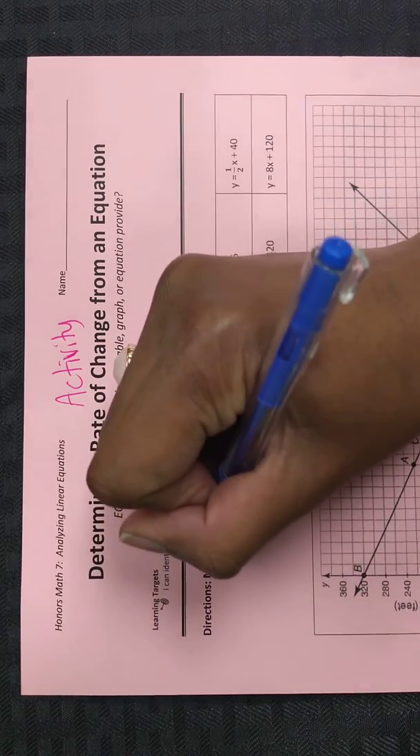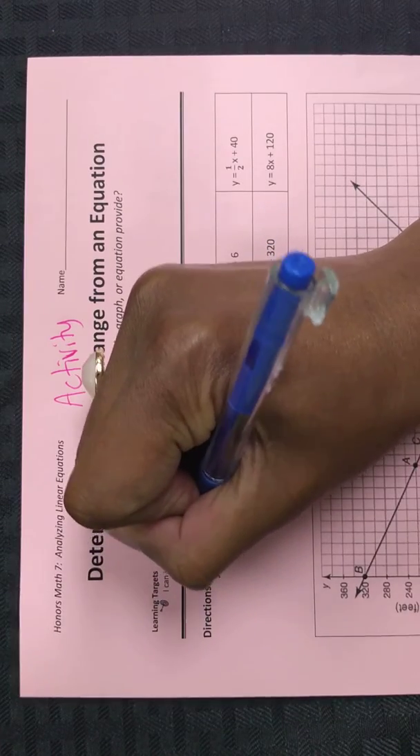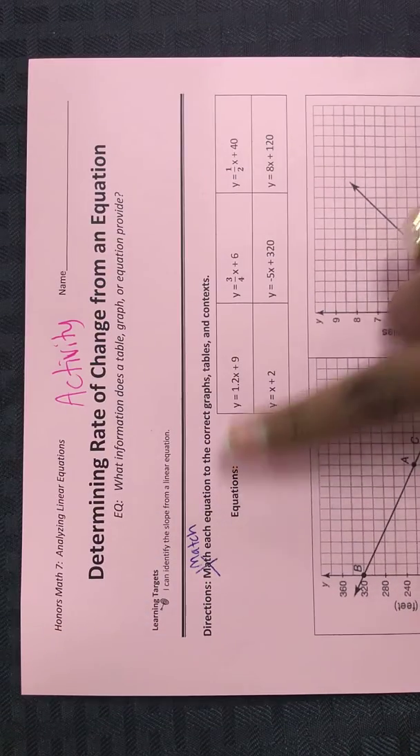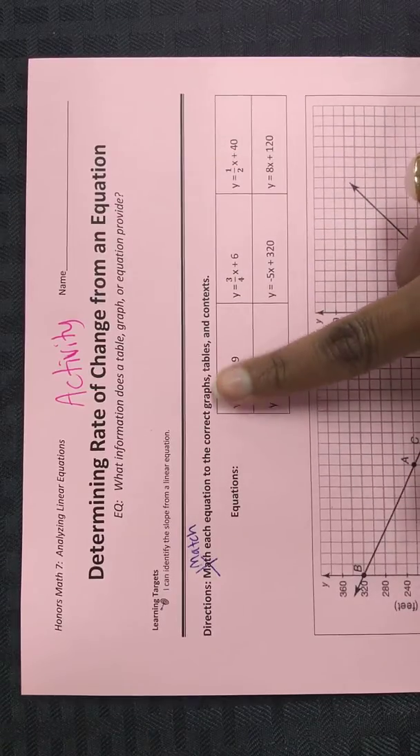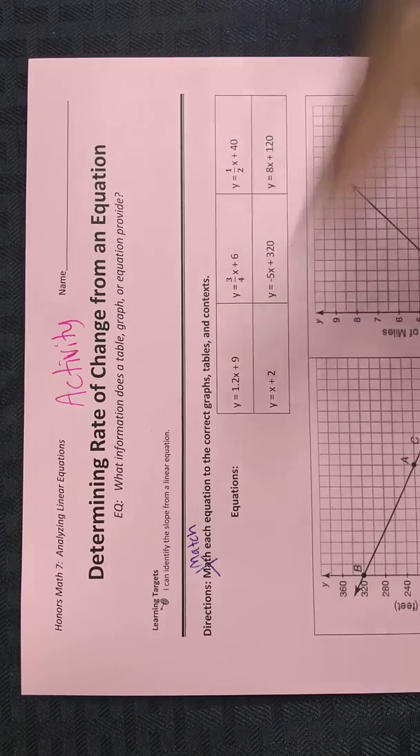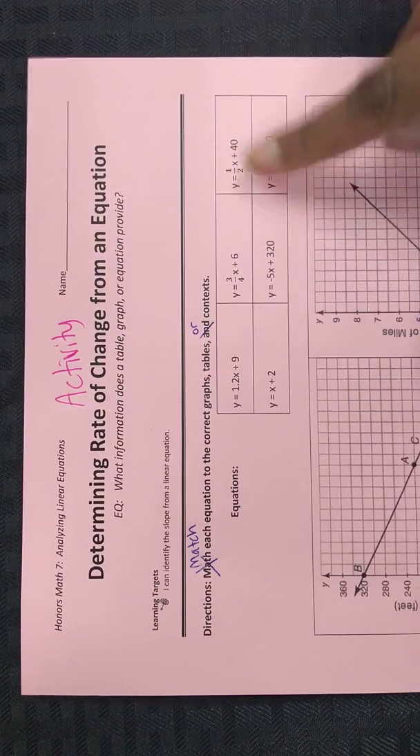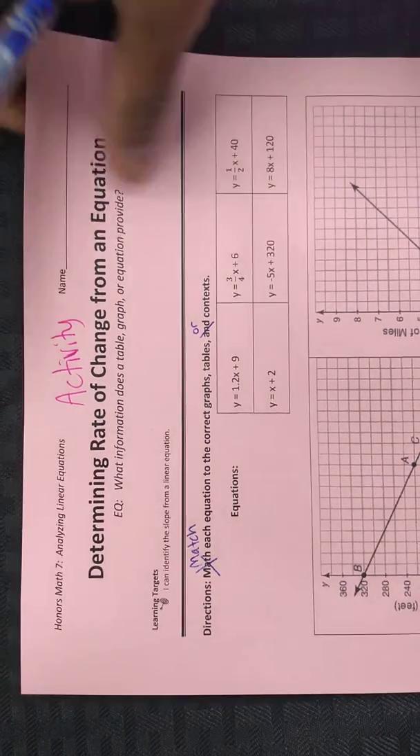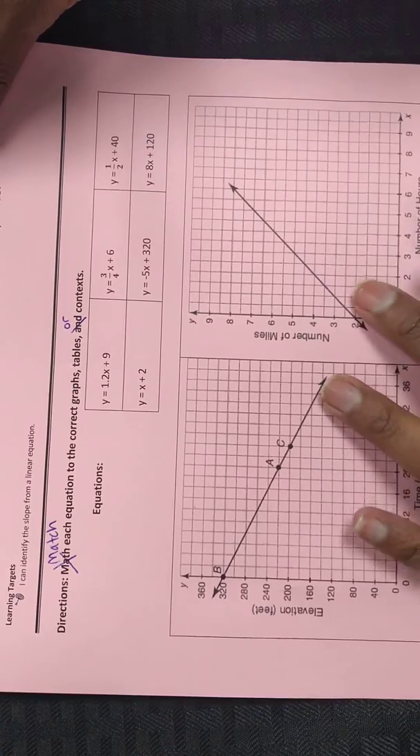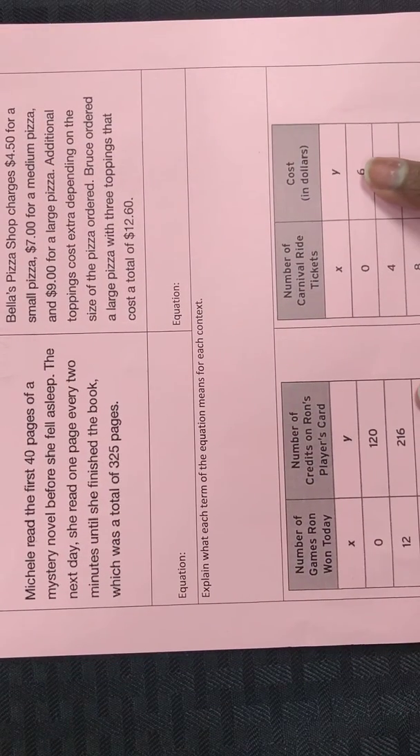Here's the first one. This is math. It should say match. It's a matching activity. Match each equation. We have 6 equations. Match each equation to the correct graph, table, and context. That should really be "or" context. You will use each of these only once. Each of these equations matches either one of these two graphs, one of these two, if you flip it over, word problems, or one of these two tables.